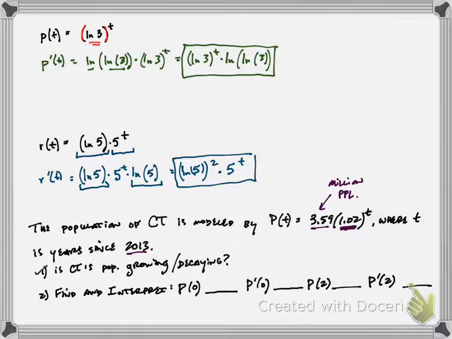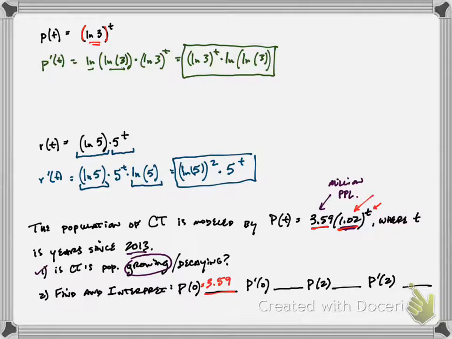So number one, is Connecticut's population growing or decaying? It's growing. If this number had been between 0 and 1, then we would have called it decay, but it's greater than 1, so it's growth. Find and interpret P of 0. Let's start there. Well, P of 0 is if I were to put 0 in for t, I get 1.02 to the 0, which is 1, and 3.59 times 1 is 3.59. Let's interpret it. P of 0 equals 3.59 means that in 2013, Connecticut's population was 3.59 million.